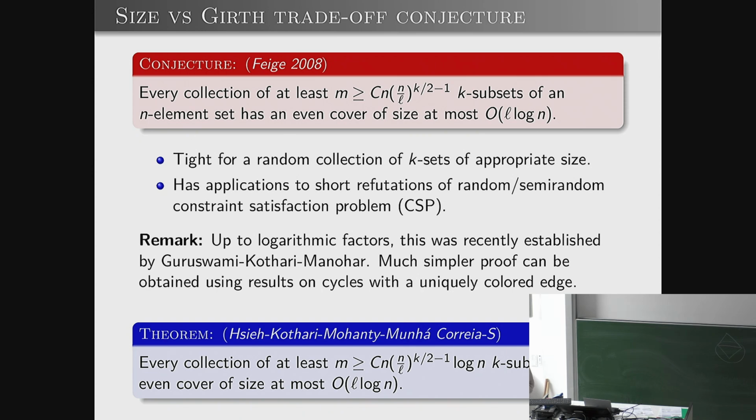Just because that's maybe the nicest thing which I'm going to show, the only proof. So again, you have vectors. Every vector is binary and has precisely k ones. You give me a bunch of them, and I want to claim that if you give me roughly n times (n over L) to the power k over 2 minus 1, then I can find roughly L of them, up to logs, which sum up to 0. So then there is a short linear dependence.